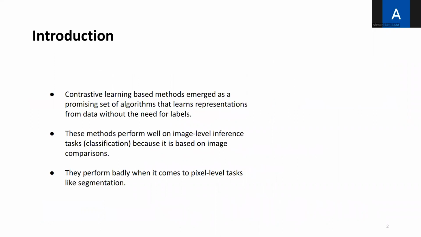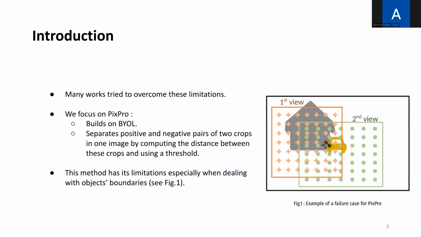Contrastive learning-based methods have gained a lot of interest lately due to many influential papers such as SimCLR and MoCo, and other non-contrastive methods inspired by the same ideas like BYOL. These methods perform well on image-level inference tasks like classification, outperforming supervised baselines because they build image-level representations by contrasting different sets of transformed images. As a consequence, they are not suited for pixel-level tasks such as semantic segmentation.